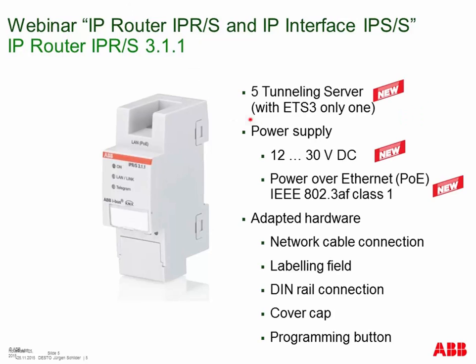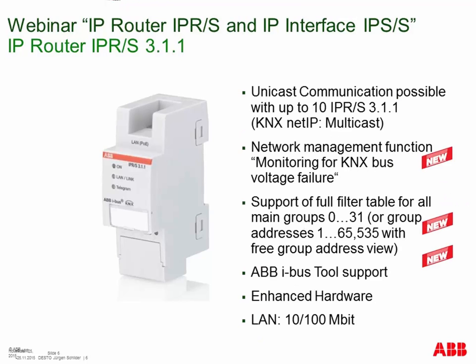Yeah, IP router. This is the same as the IP interface at the beginning: 5 tunneling servers, power supply and the adapted hardware. But we have some differences compared with the IP interface. First of all, unicast communication as a specialty in the ABB IP router is available. I will explain how it works in the IBAS tool, how to adjust this. Standard network communication, KNXnet/IP protocol, is so-called multicast. I will explain this also in the next slides, but if you have a special situation, you can also use unicast with up to 10 IP routers.